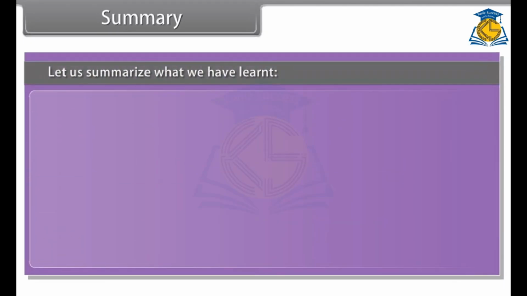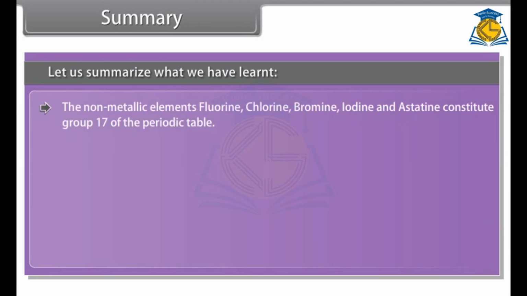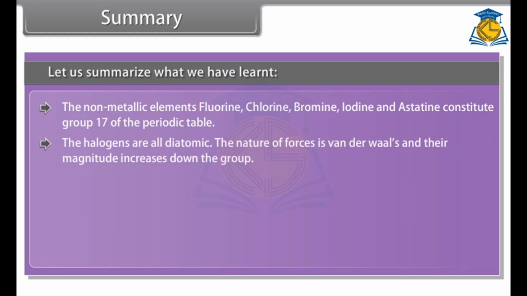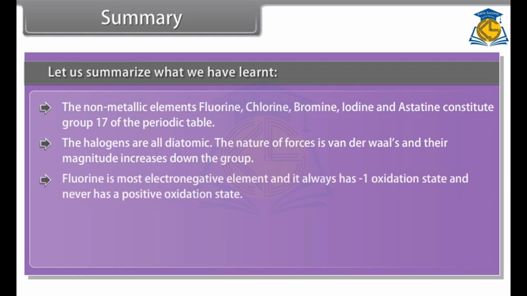Summary. Let us summarize what we have learned. The non-metallic elements fluorine, chlorine, bromine, iodine and astatine constitute group 17 of the periodic table. The halogens are all diatomic. The nature of forces is van der Waals and their magnitude increases down the group. Fluorine is the most electronegative element and it always has -1 oxidation state and never has a positive oxidation state.